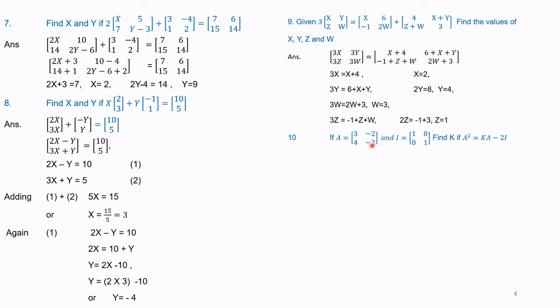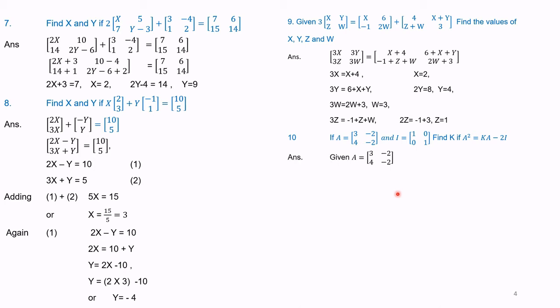A is of the order of 2 by 2, where 2 rows and 2 columns are there. I is the identity matrix of 2 by 2. And we have to find the value of K such that it satisfies the equation A square is equal to KA minus 2I. So the first step is to find A square. A square is found by multiplying matrix A by A. Let us do it.